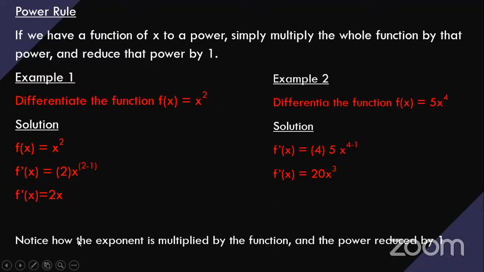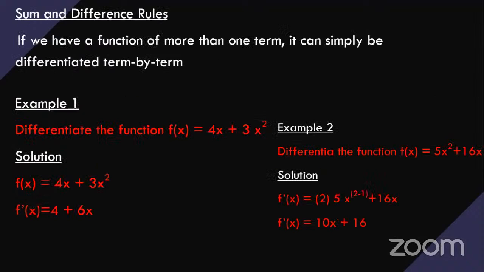So let's notice how the exponent is multiplied by the function and the power reduced by 1. This is simply what the power rule is telling us. Then let's look at the sum and difference rule.